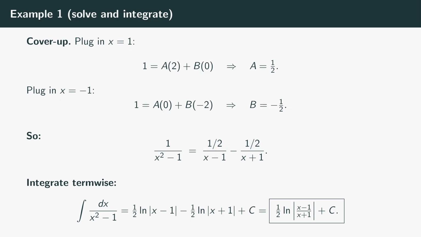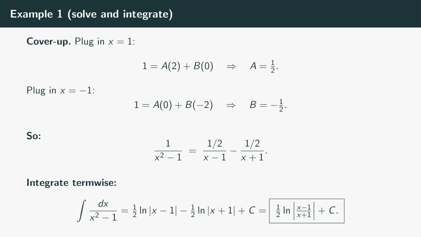Two constants found in two lines. That's the magic of cover-up. Each linear root kills off all unknowns except one. Decomposition complete. 1 over x squared minus 1 equals 1/2 over the quantity x minus 1 minus 1/2 over the quantity x plus 1. Step 5, integrate each piece.